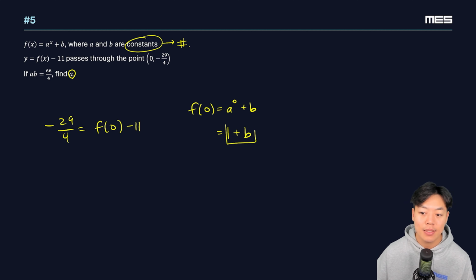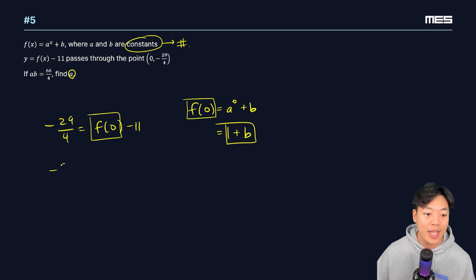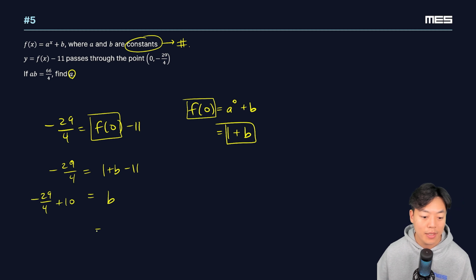Let's plug this into f of 0 because that's what it is. So now we have negative 29 over 4 is equal to 1 plus b minus 11. 1 minus 11 is negative 10. I can add 10 to both sides here to get b. So b will be negative 29 over 4 plus 40 over 4. And so b will equal 11 over 4.